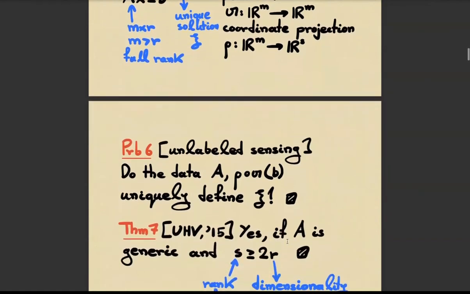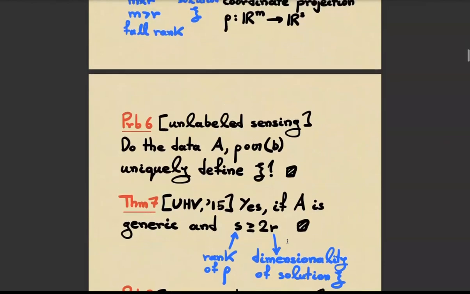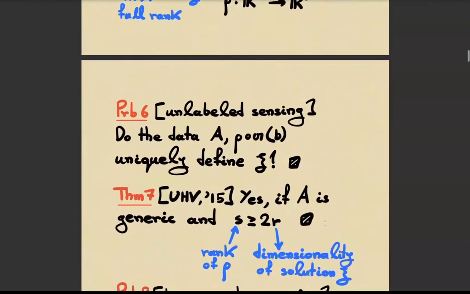The main theorem of unlabeled sensing says yes, if the coefficient matrix is generic and the number of entries of the right-hand side vector that we observe, this is S, is at least twice the dimensionality of the solution Xi, this R.